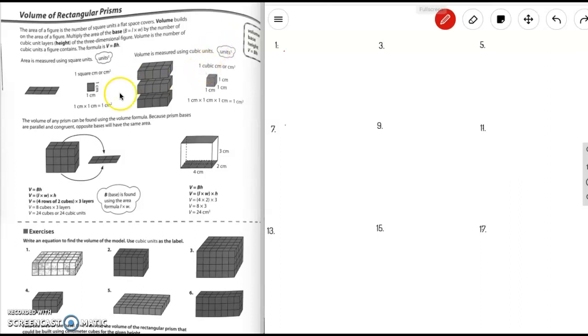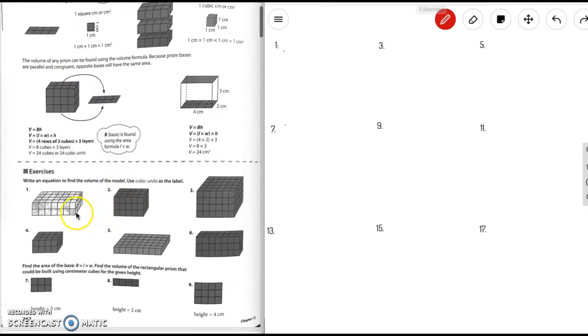We're just adding on to the concept of area. So we're going to be multiplying the area by the height because it's a 3D figure, right? So the formula is V equals base times height, and base is just length times width, the formula for when we calculate the area of a rectangle or square.